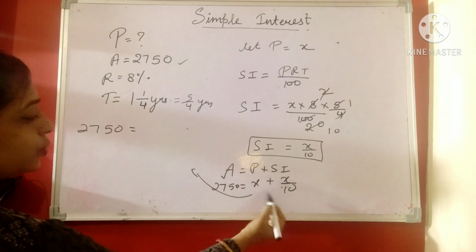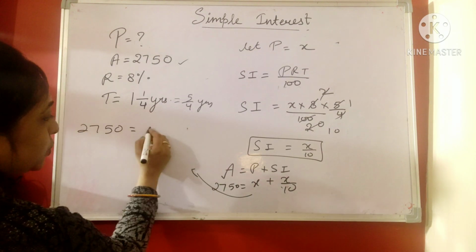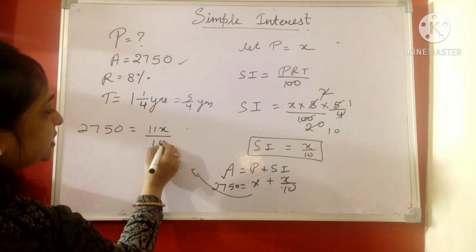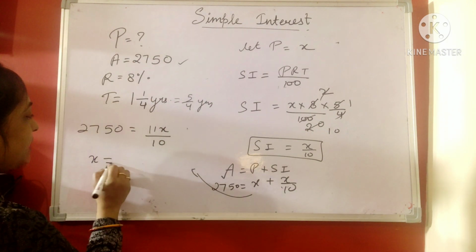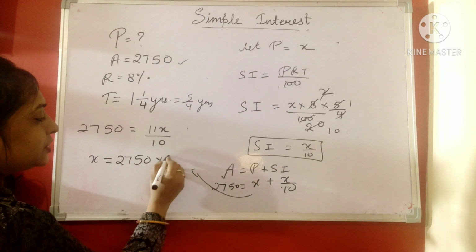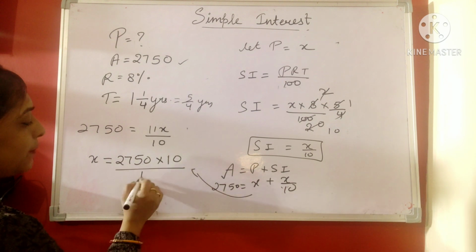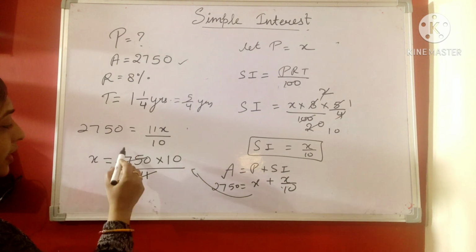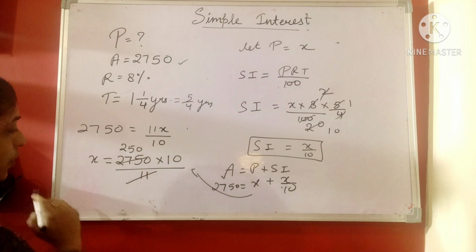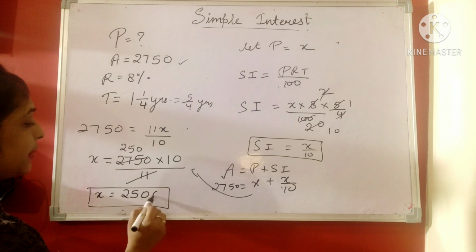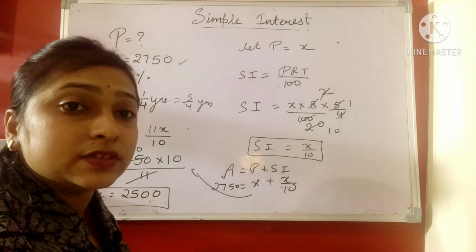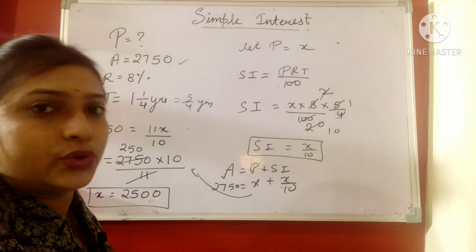2750 is equal to, we will take the LCM, which will be 11x by 10. Now we simply have to solve for x. So x is equal to 2750 into 10 upon 11, which will give 250 into 10, and the value of x is 2500. That means the principal will be 2500 rupees.